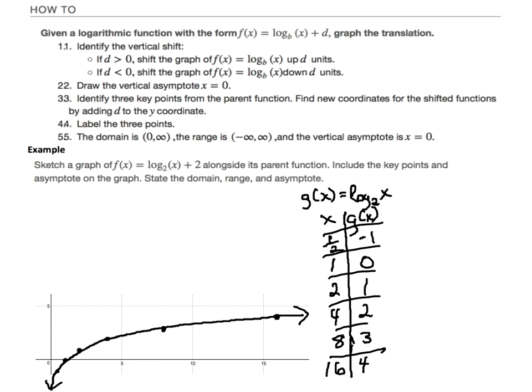And then from our parent, to get our new function, we're going to shift everything up 2. That happens to your y value, so that's the only thing that changes. So f of x is equal to log base 2 of x plus 2 outside of those parentheses. So it's outside the logarithmic function. So my x values are going to remain, and I will add 2 to all of my f of x values.